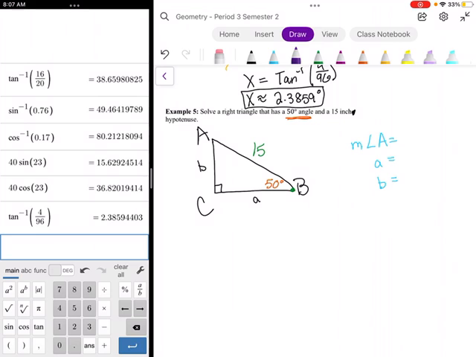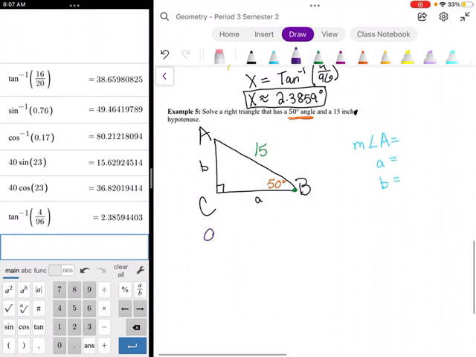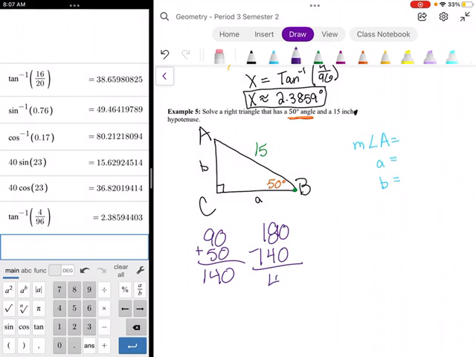And let's go ahead and solve. So we know we have a 90-degree angle and a 50-degree angle. We can add those two together to get 140, and then subtract that from 180 to find our missing angle, which would be 40 degrees. Then we need to go ahead and solve for A and B. I'm going to go ahead and solve for A first here.